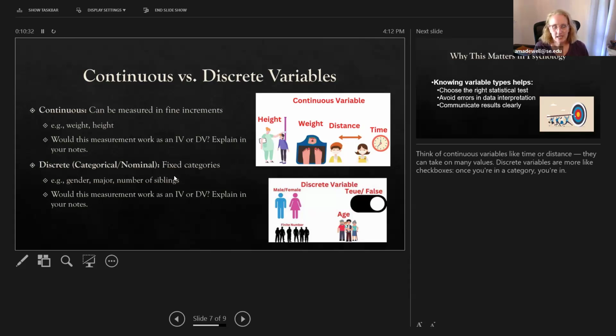Discrete variables are fixed. A lot of them we're born with. Aspects of our identity, we're male, female, maybe the color of your skin, your major, that's not really going to change much. It could, but it's not going to change a lot. So they're more fixed categories. On your handwritten notes, I'd like you to think about, would a continuous variable be measured as an IV or a DV? Explain. The same thing for discrete variables. Would it work best as an IV or a DV? Explain in your notes.